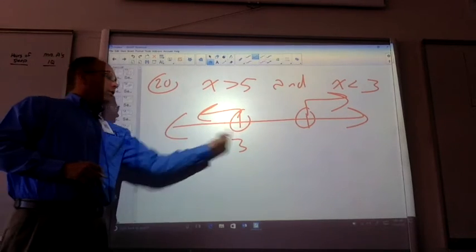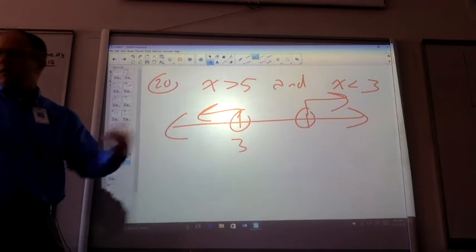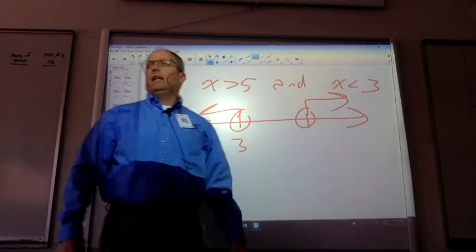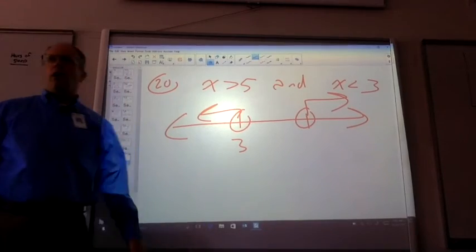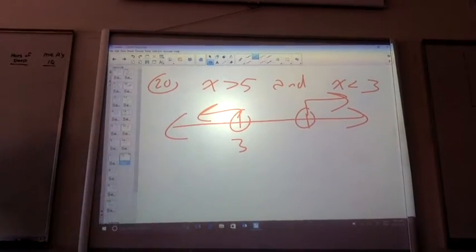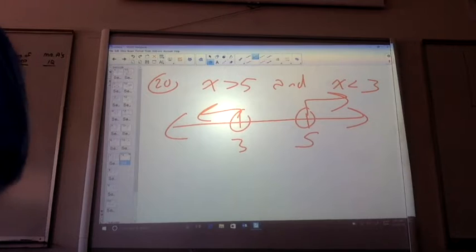If I pick a number to the left of 3, oh, I don't know what it would be. 0 maybe? Is 0 greater than 5? Nope. Is 0 less than 3? Yep. So I got a true and a false. If I pick something, oh, that's I guess a 5. What's the number between 3 and 5? Oh, I don't know. I can't think that hard. No, it's 4.